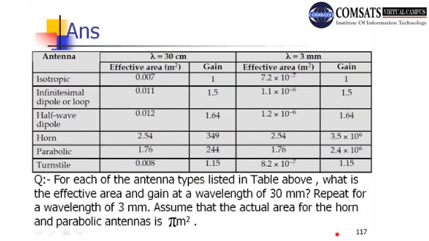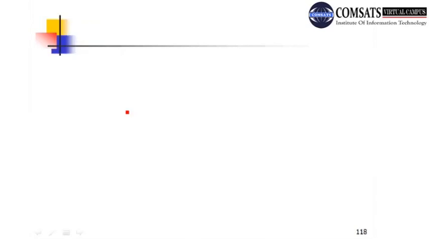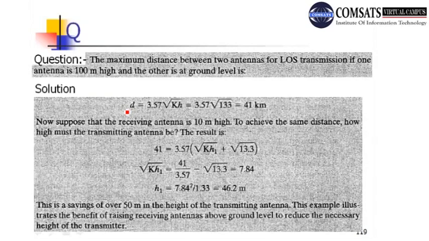So that's the effective area and gain at wavelength 30 millimeter. We can calculate the gain, and this is the effective area for lambda equal to 30, and this is the effective area for lambda equal to 3, and we have also calculated the gain. You can see for the isotropic antenna, the gain is unity. That's why we take this as a reference, and that's why we say that it is radiating equally in all directions. We just have to place the values. So we have another question.